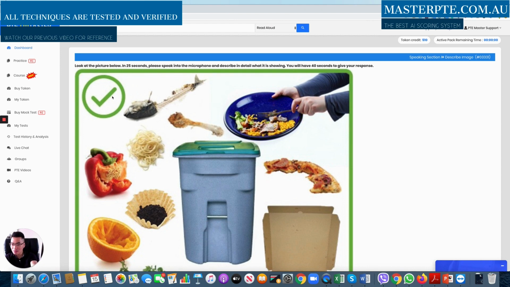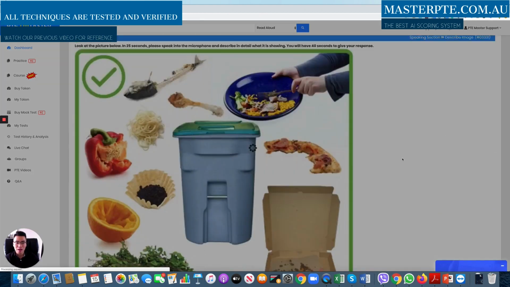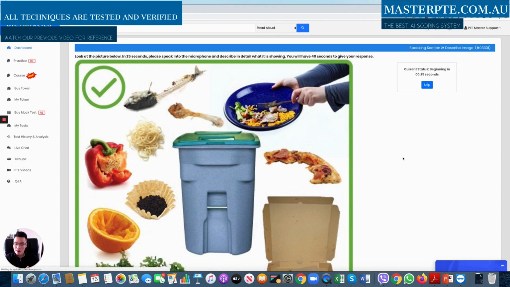I can see there's a rubbish bin in this picture, and then I can see a person rubbing off the food from the plate. That's the sort of thing that you have to describe. Okay, so I'll do a demo so that you have a better picture. My system will mark your fluency, grade your content, and check your pronunciation for you. Everything is done instantly. Alright, let's give this a try.